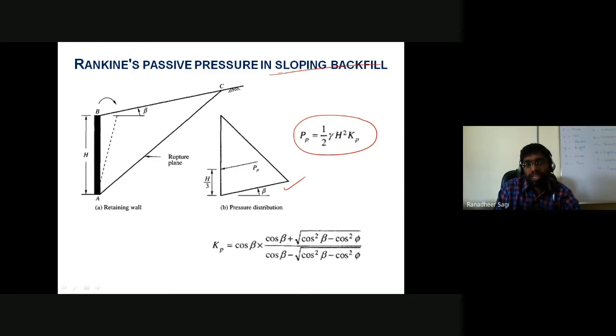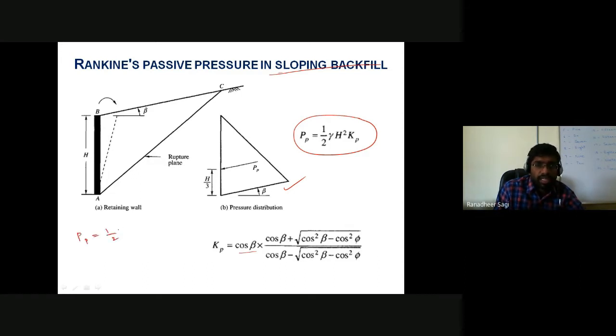The expression for Kp you will get as cos beta into cos beta plus the square root of cos square beta minus cos square phi, divided by cos beta minus the square root of cos square beta minus cos square phi. So you have to be a little careful in looking at the expressions in the different books you are following. It doesn't matter which book you follow. Ultimately you can write it like this, or you can also represent the same thing like this, as we have been talking about.